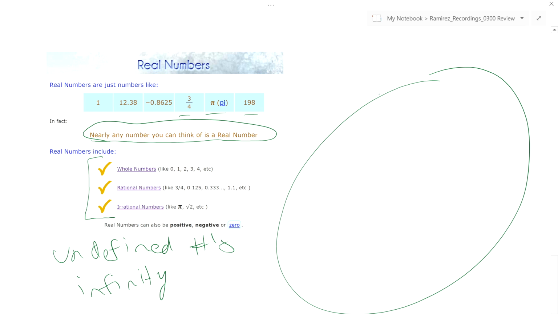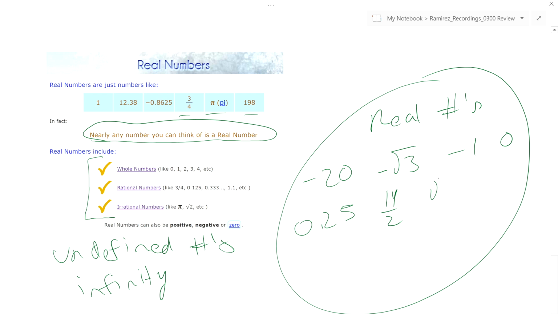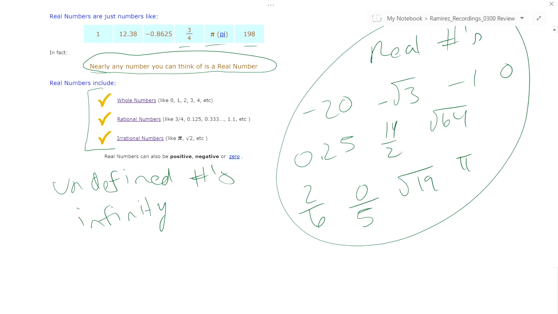But other than that, they pretty much have everything in there. And so most of the set that we were given in our problem will be inside our little bubble. So for the real numbers, we have negative 20, negative square root of 3, negative 1, 0, 0.25, 14 over 2, square root of 64, 2 over 6, 0 over 5, square root of 19, and pi. Basically everyone lives in the real numbers.